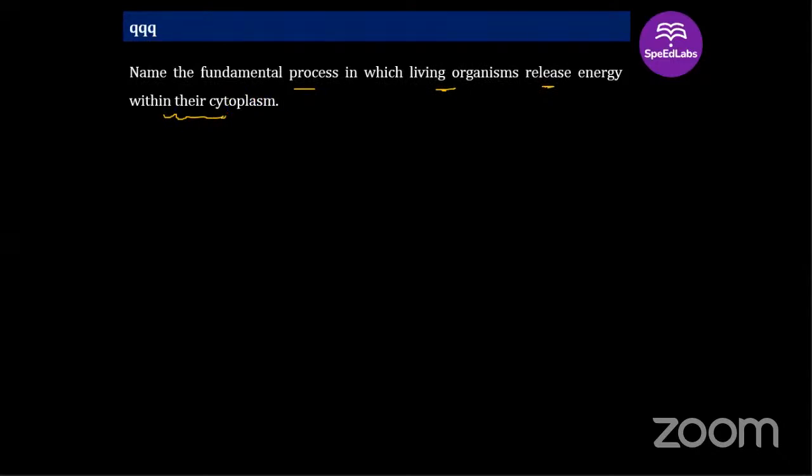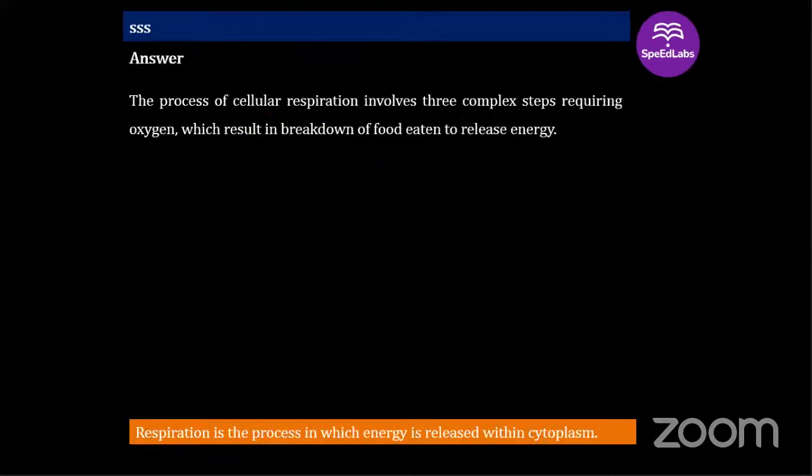Next, name the fundamental process in which living organisms release energy within their cytoplasm. What is the name of this process? Respiration, right? A living organism releases energy, so release of energy is related to the respiration process. The process of cellular respiration involves various complex steps requiring oxygen, which results in the breakdown of the food eaten to release energy. All right, next question.